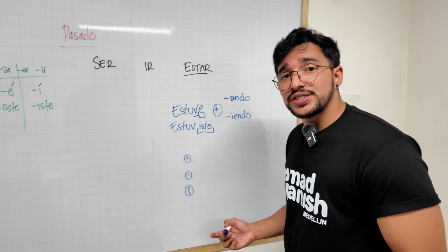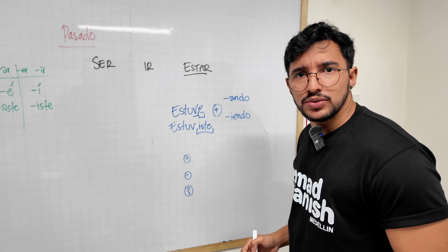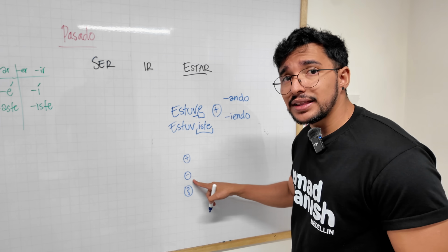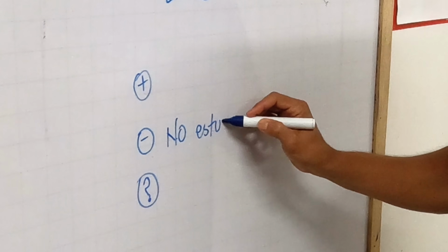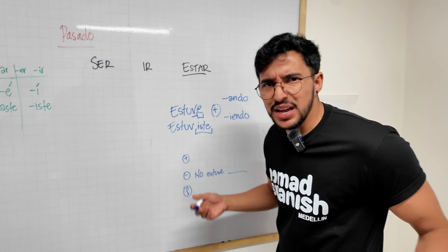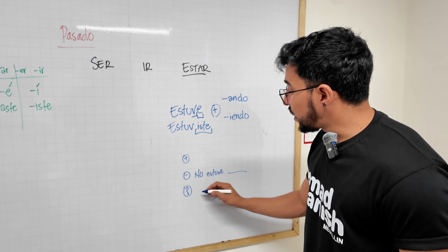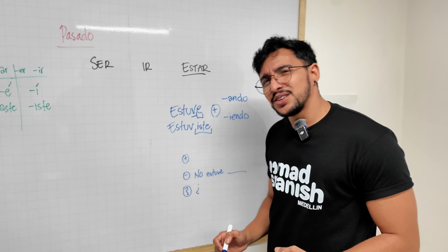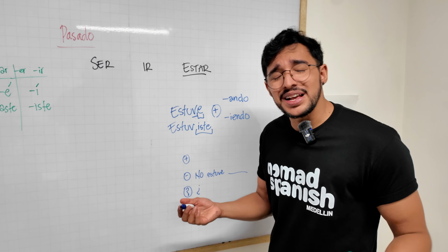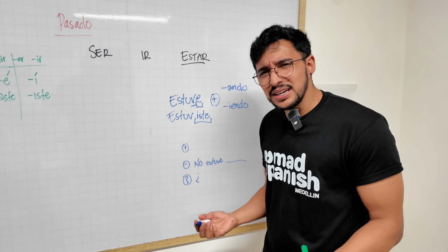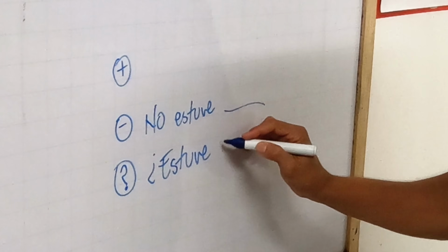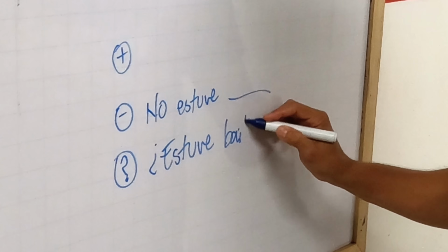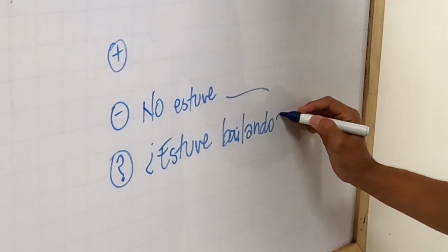How do you say I was dancing? Estuve bailando. How do you say I was not dancing? You only need to put the no in front. No estuve. And then the verb, no estuve comiendo, no estuve trabajando. And finally, let's say you're drunk, you don't remember, you were drunk last night, and you ask, was I dancing? So it would be with inflection in the voice. ¿Estuve bailando? See how my tone changes when I'm asking.